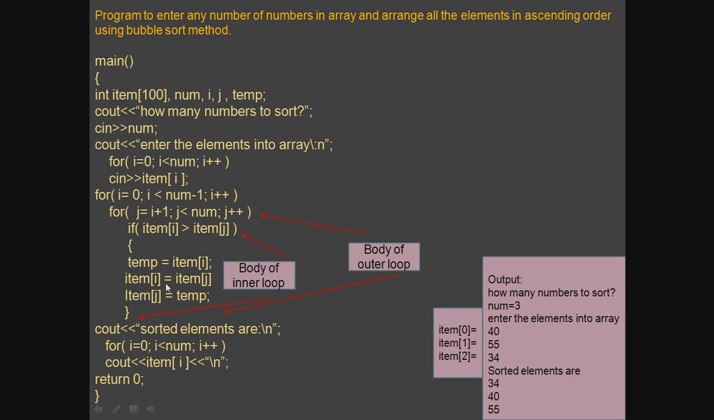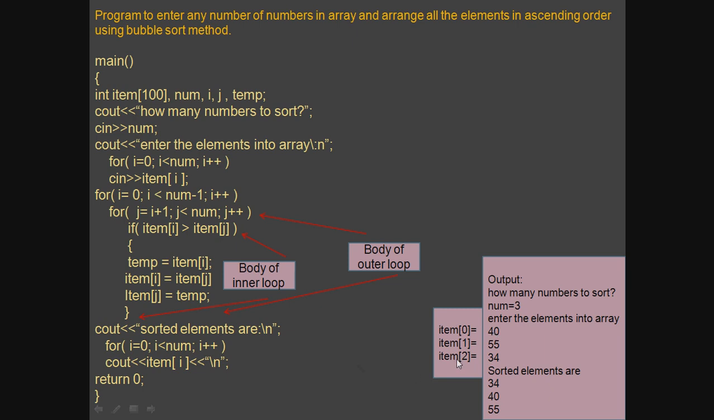Okay, and then item I equals item j. So now the value of item I gets stored in temp, right? Item j is 34, and 34 is stored in item I, right? So now item j gets transferred to here, and 40 gets transferred to a variable called temp. So now 34 goes to item 0, and 40 goes to the temp variable.